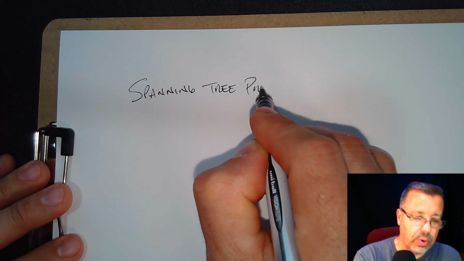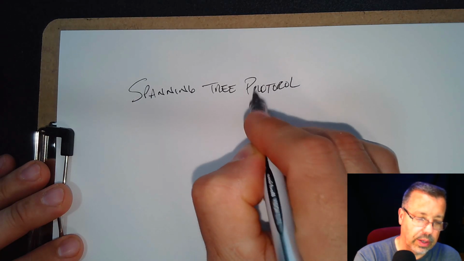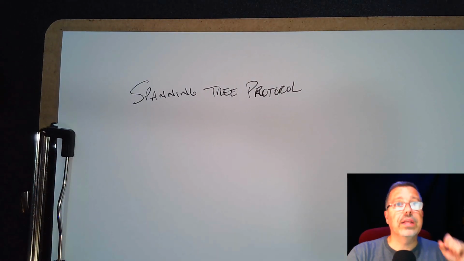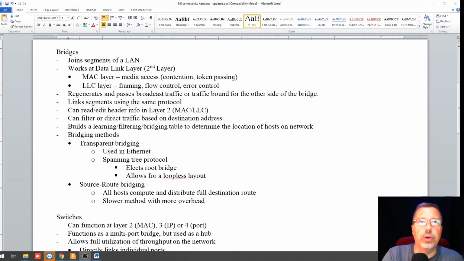And spanning tree protocol, I think, is pretty, hang on, I can only do one thing at a time. I can talk or I can write, but I can't do both. Spanning tree protocol is pretty cool. Okay, so it is technically called transparent bridging, but it is spanning tree protocol.